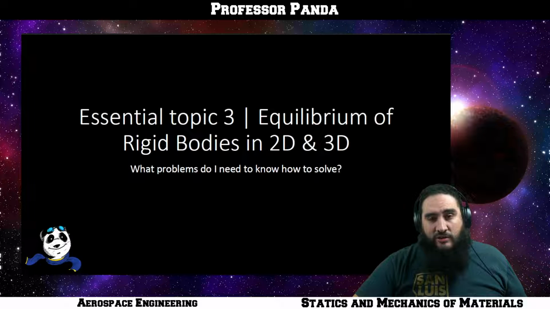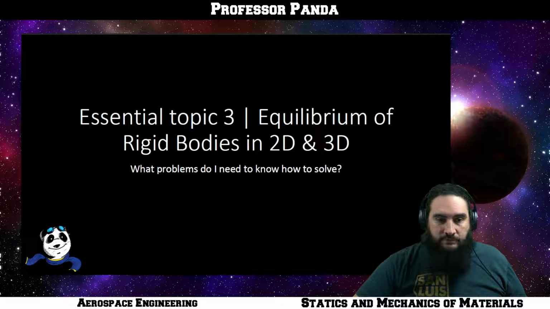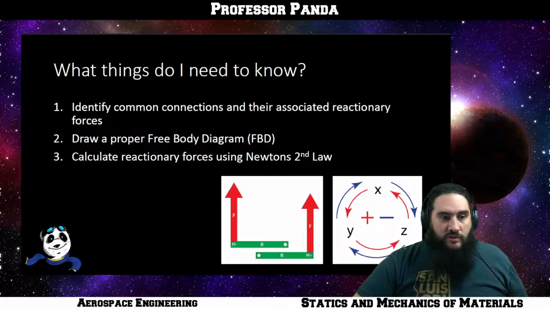Today we're going to be starting a new topic series, essential topic number 3. I'm going to be looking at the equilibrium of rigid bodies in 2D and 3D. We're mostly going to be concentrating on 2D for this module. So as always, we ask the question, what problems do I need to know how to solve? So the things you need to know.